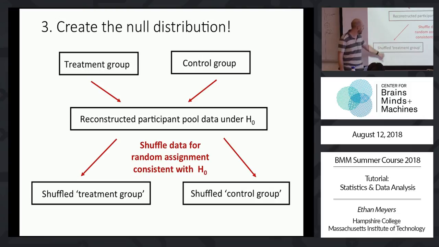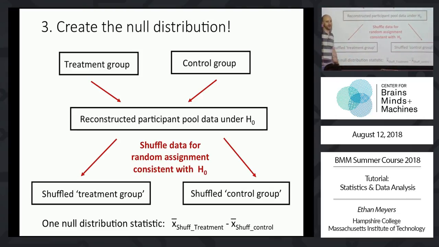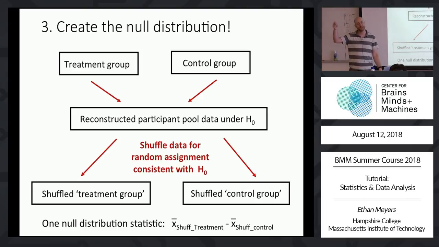And so this is a proxy for your treatment group. It's just a bunch of random people, right? But that was under the null. These were just random people anyway, right? And then you have the random people in the shuffle, right? And then you compute your statistic on each of those shuffles. So X bar shuffle treatment, X bar shuffle control, get the difference. That's one point in your null, and repeat it many times.